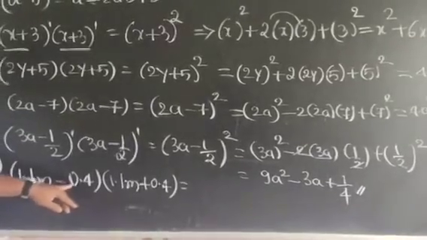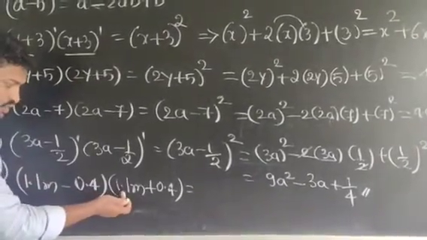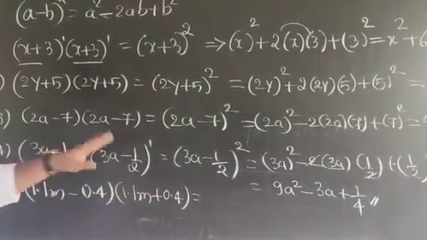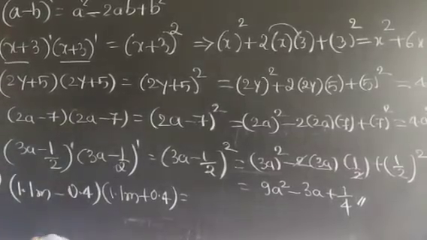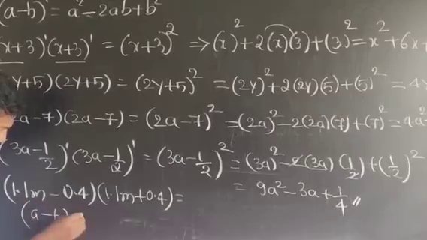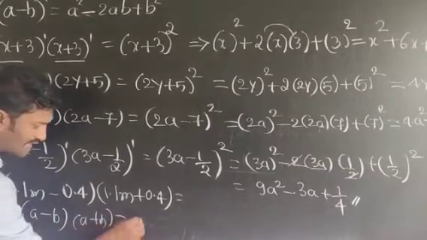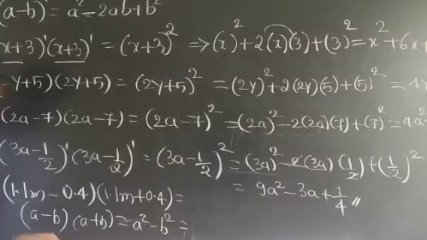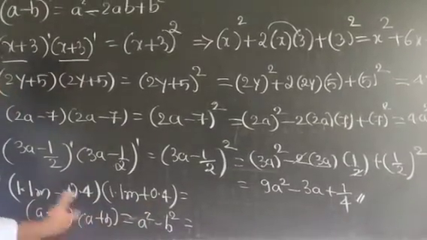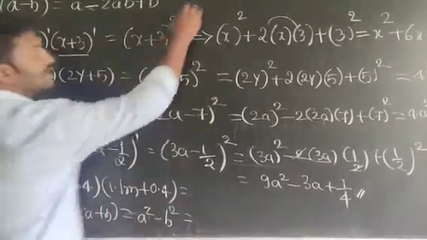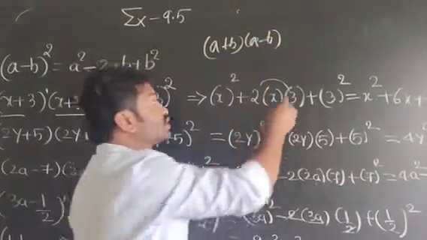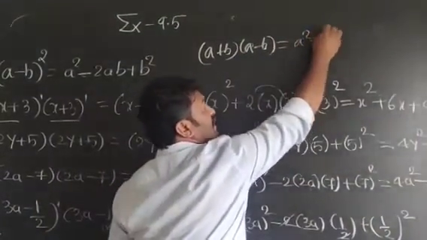1.1 m minus 0.4 into 1.1 m plus 0.4. I think this problem is based on the identity (a minus b) into (a plus b) equals a square minus b square. Yes or no? Yes, a minus b into a plus b or a plus b into a minus b, both are same. This identity a plus b into a minus b equals what? A square minus b square.